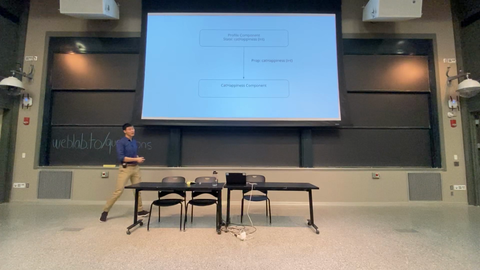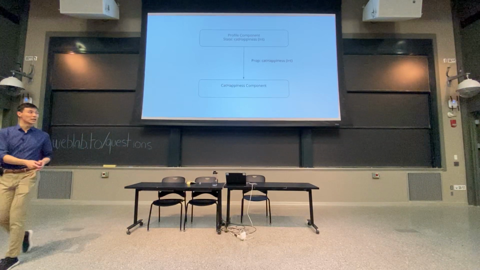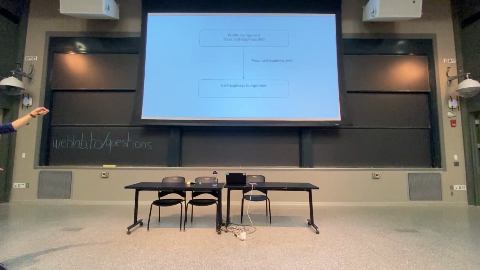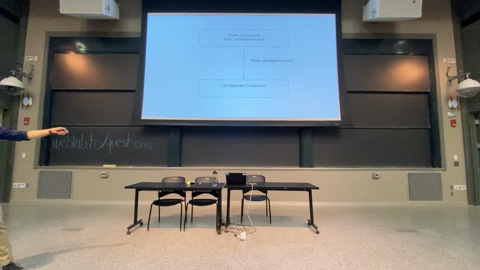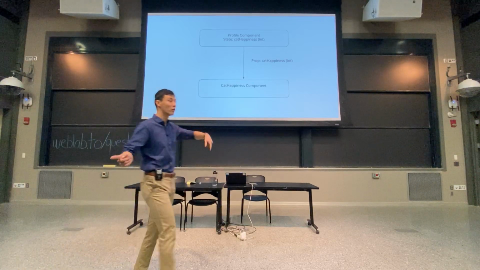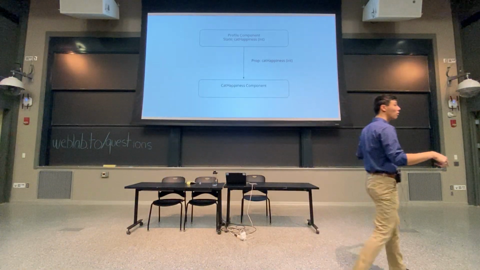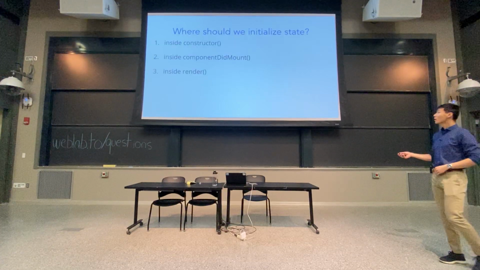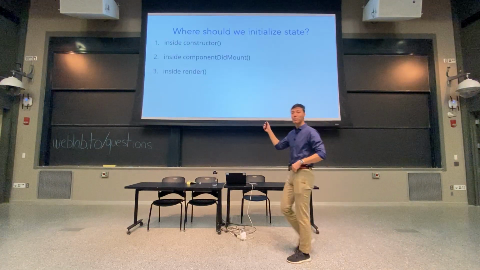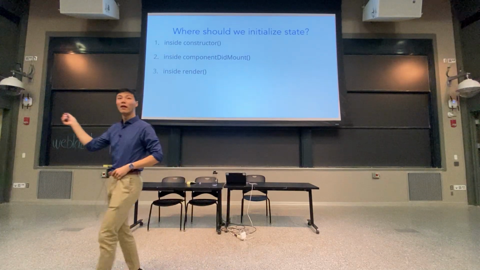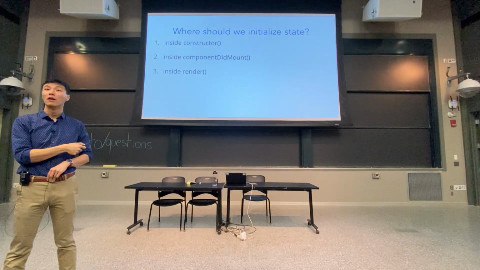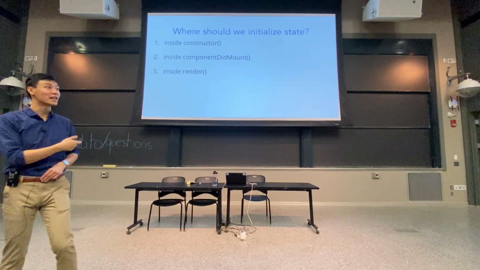A diagram can look like this. You have a profile component with some state, and we pass that as a property down to the cat happiness component. And our cat happiness component will use that property to render. That happiness is a counter. So where should we initialize the state? Pop quiz. Inside constructor, componentDidMount, or inside render? Constructor. Good. Yeah, inside constructor.